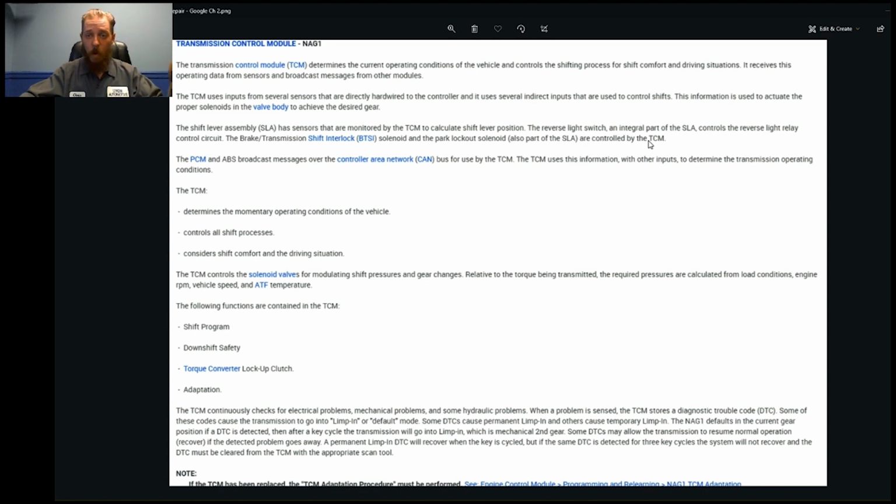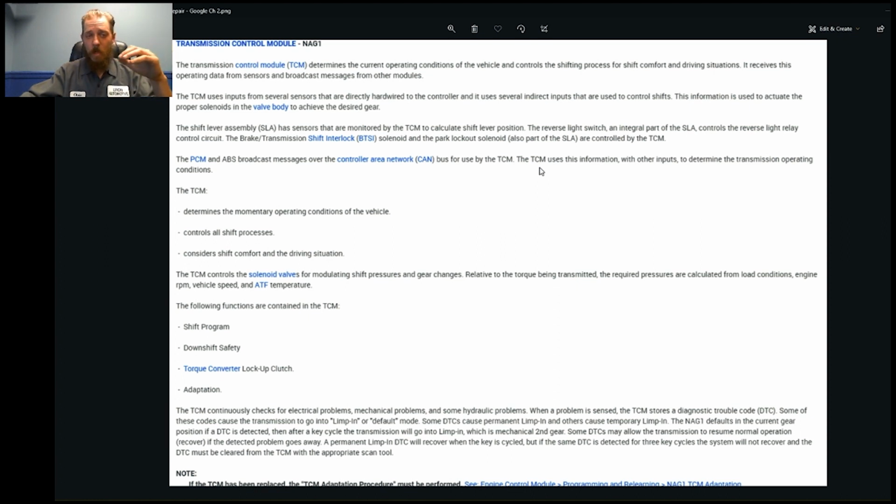Reverse light switch, integral part of the SLA. So, hey, if we were diagnosing a no reverse problem, right now we know that reverse light switch is part of the SLA assembly. Might make it easier for you. Controls the reverse light relay control circuit. Brake transmission shift interlock solenoid and the park lockout solenoid are also controlled by the TCM. Makes sense. Really not getting into anything we care about for a no crank yet. PCM and ABS broadcast messages over the CAN bus for use by the TCM. So that's two modules that we know we're getting indirect inputs from.